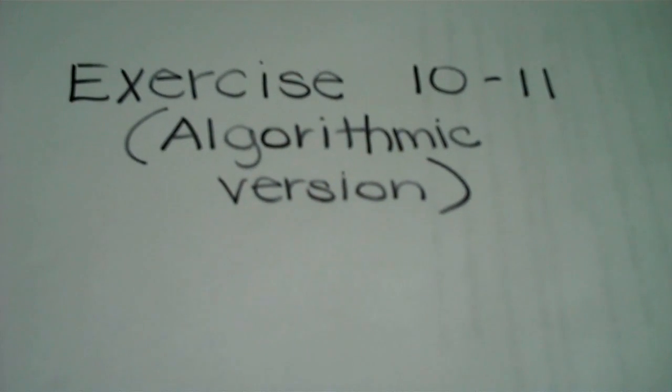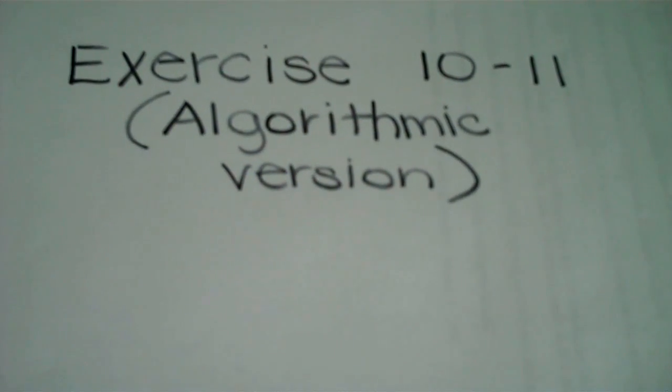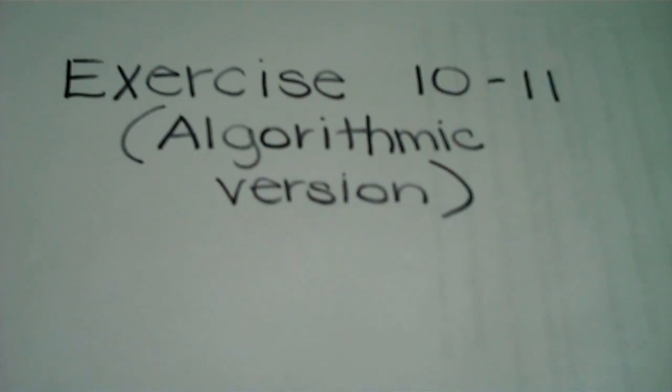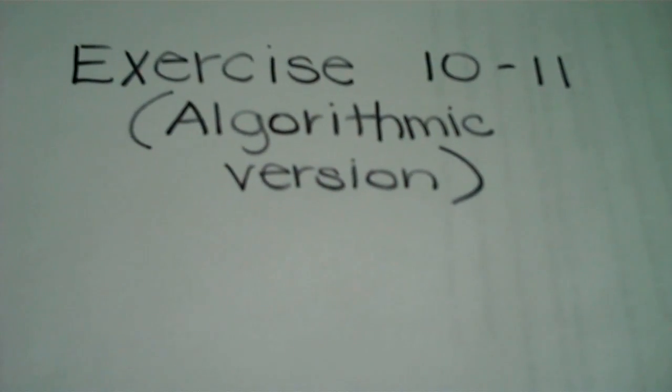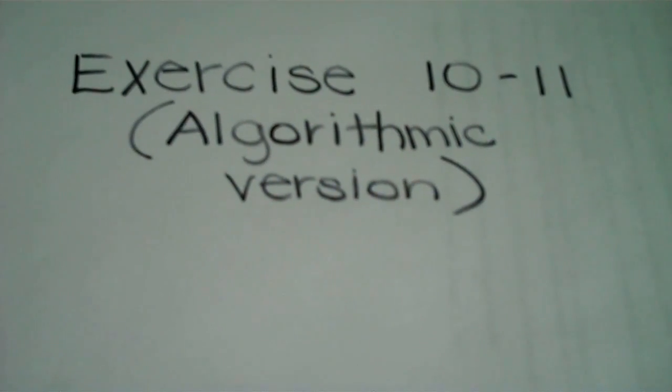I will be working through an algorithmic version of exercise 10-11, one of your harder homework problems. Algorithmic version just means that it's the same concept and the same scenario, just different numbers, so it'll be really good practice for your homework.